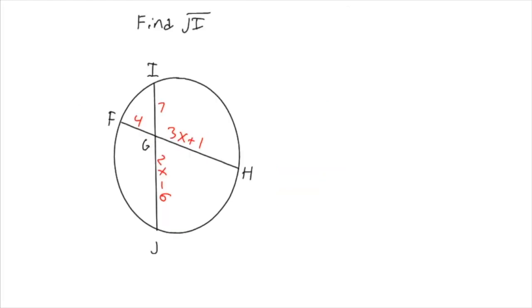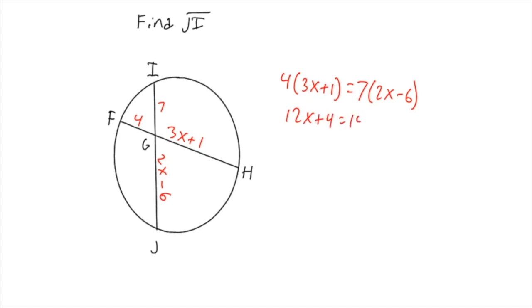So now here you can use the same rule. So if we take 4 times 3x plus 1, because you've got FG times GH, the two parts, that will equal the other two parts multiplied together, 7 times 2x minus 6. Remember to use parentheses and distribute. So 4 times 3x is 12x, 4 times 1 is 4, 7 times 2x is 14x, and 7 times 6 is 42.